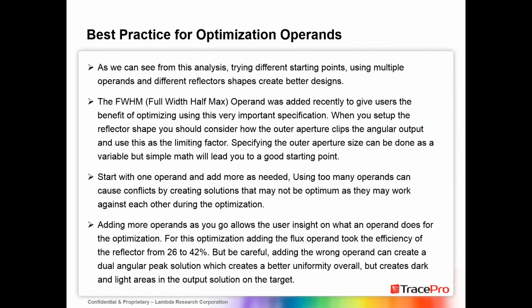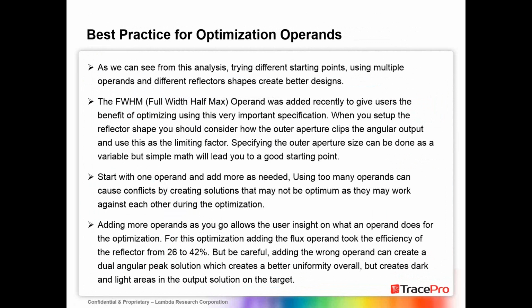So the best practice for using the optimization operands can be shown in this particular design. As we can see from this analysis, trying different starting points, using multiple operands, and different reflector shapes create better designs. The full width half max operand was added recently to give users the benefit of optimizing a very, very important specification, especially for this PAR 38 lamp. When you set the reflector shape, you should consider how the outer aperture clips the angular output and uses as the limiting factor of the reflector.